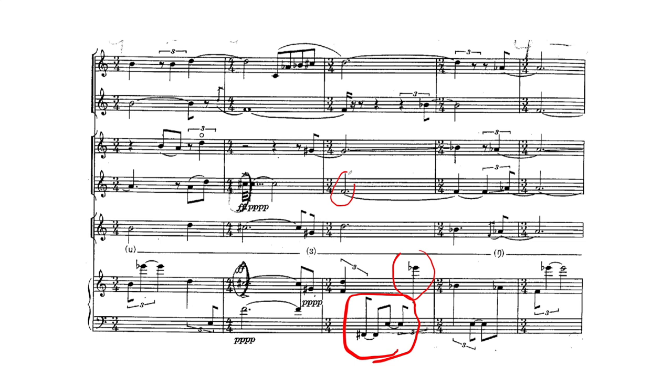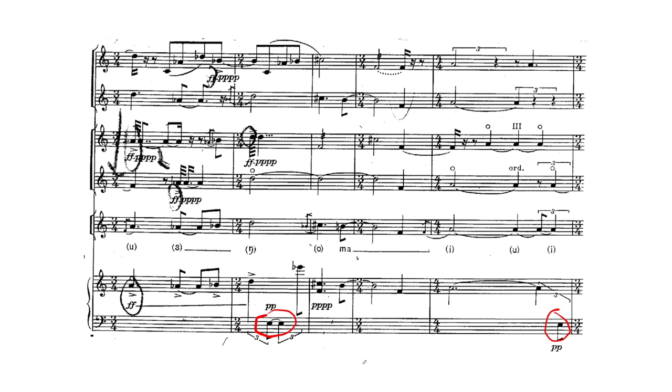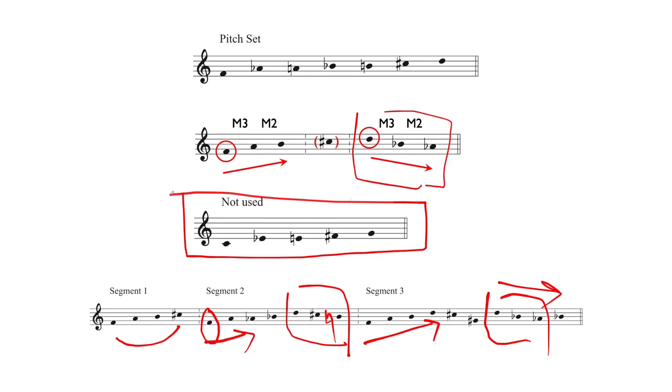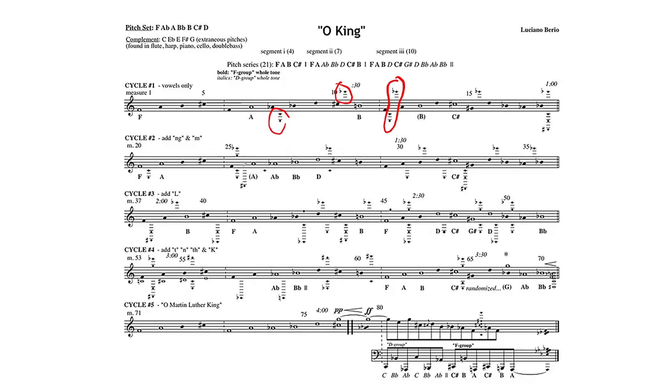F is always F4, B flat is always B flat 4, A flat is always A flat 4, D is always D5, etc. But you see also F sharp, E natural, E flat. If you see E flat, it is in the same octave register. E natural, always E natural 3. If you remember, five tones are not used in the structure. Unused pitches are here: C, E flat, E natural, F sharp, and G. And you see them here, E natural and C natural. Those are embellishments we hear in the piano.